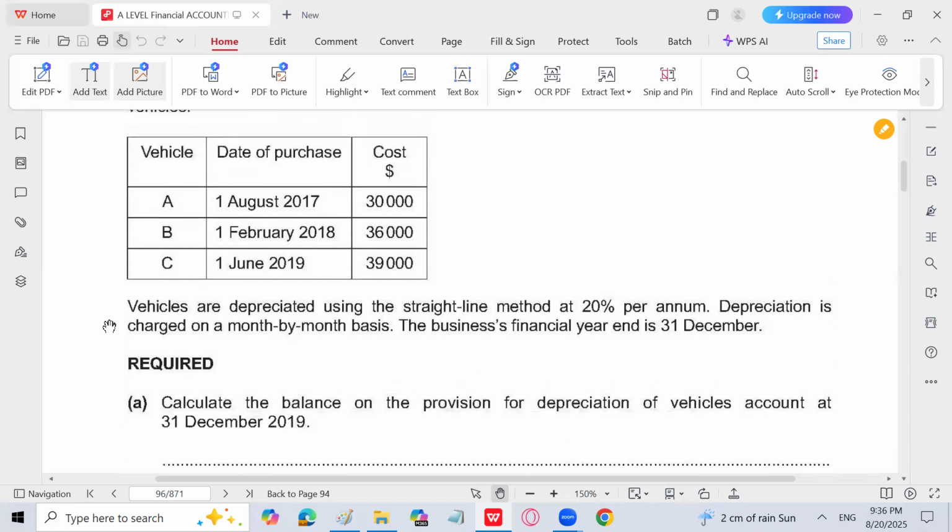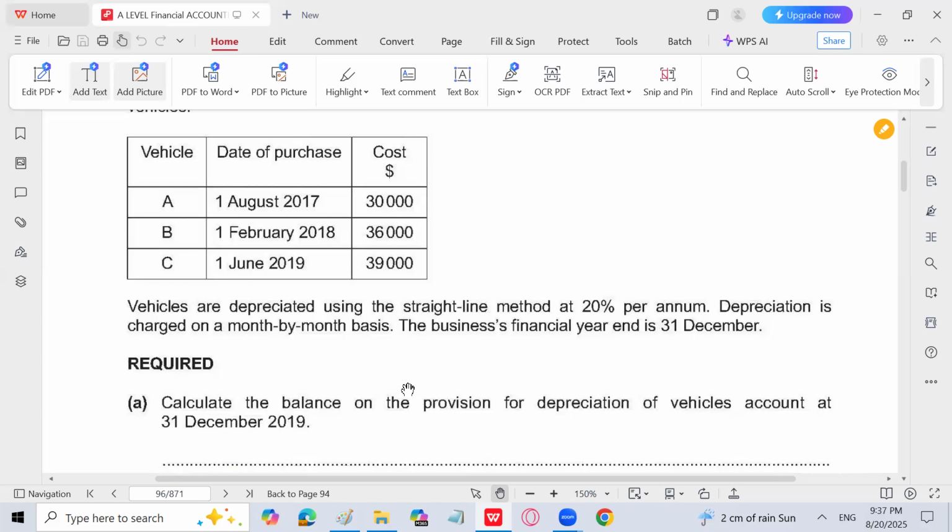Calculate the balance on the provision for depreciation account at 31st December 2019. So we need to calculate depreciation for 2019. As it is the straight line method, we can do that easily, because the straight line method, also known as the original cost method, charges depreciation on the cost of the asset.